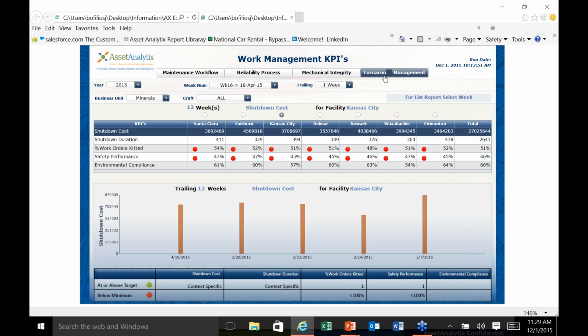So this might be an executive or VP, or maybe somebody in the reliability program, or maybe they'll have a different dashboard for planner and scheduler. They'll have a different dashboard for a maintenance technician. But the key here is once you determine the metric, you've got to create a way that you can present it to the people making the decisions.